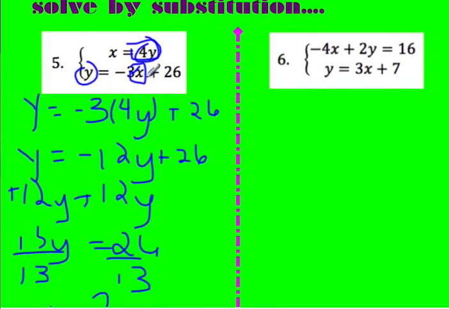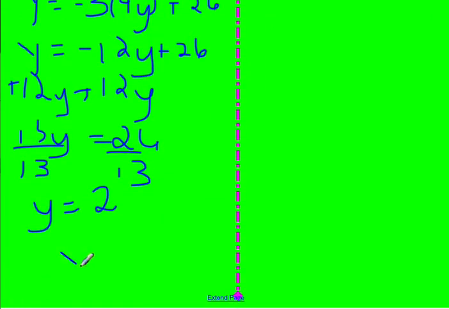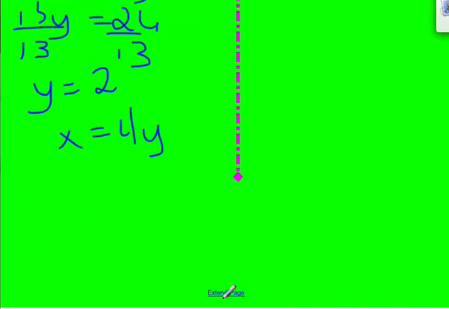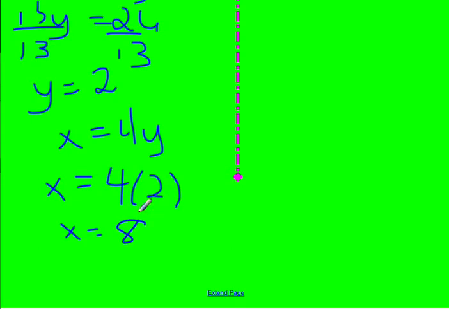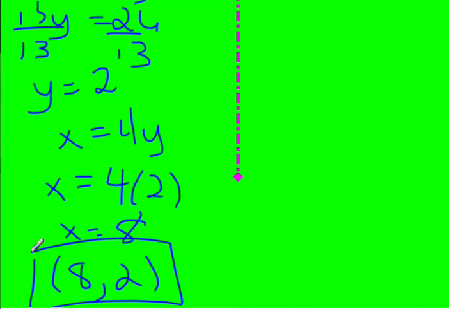I'm actually going to plug it into that first equation because that one's already solved for x, and that's what I'm trying to get. So I'm going to take my y out and put 2 in instead. So here I get that x is equal to 8. Then we want to write it out as a coordinate point. First our x, and then our y.